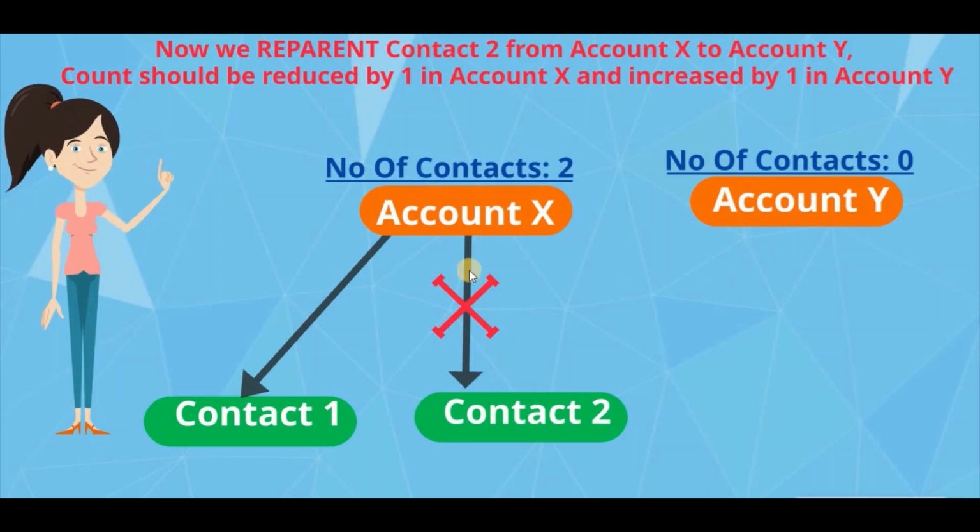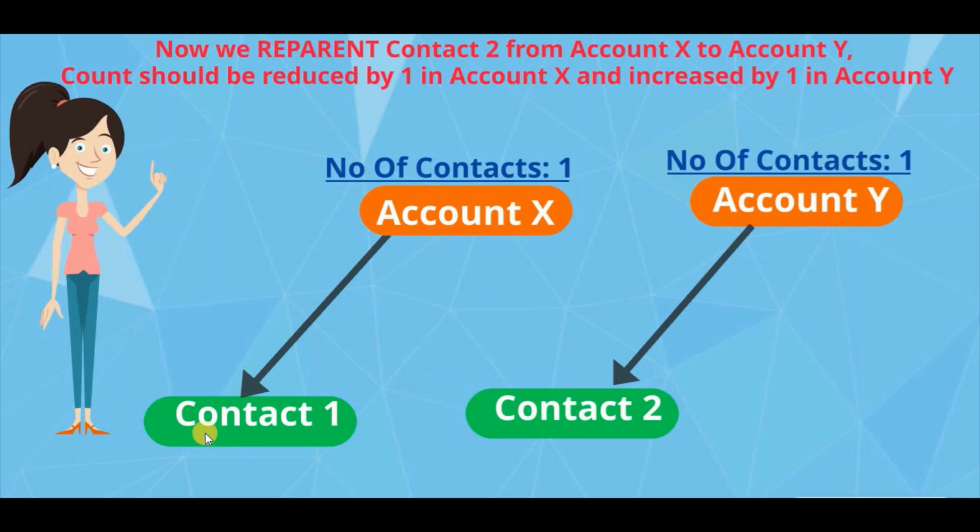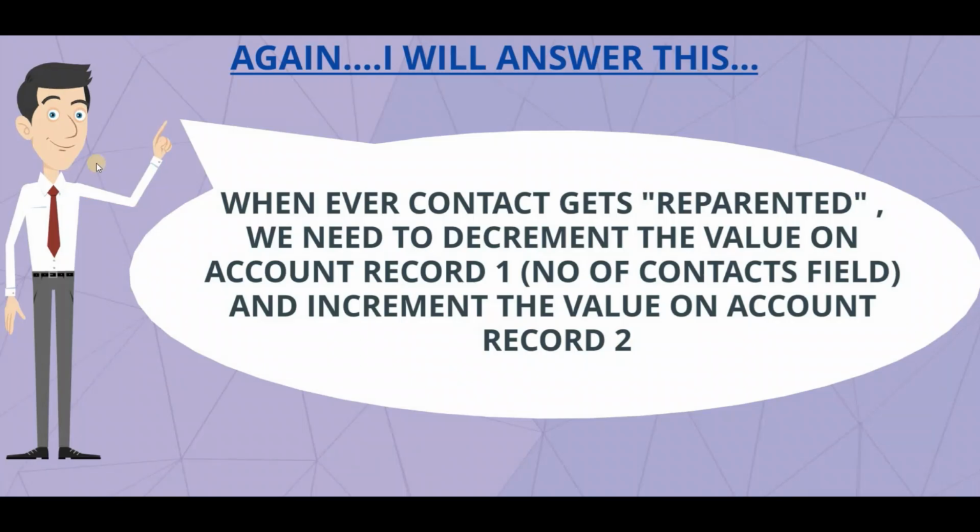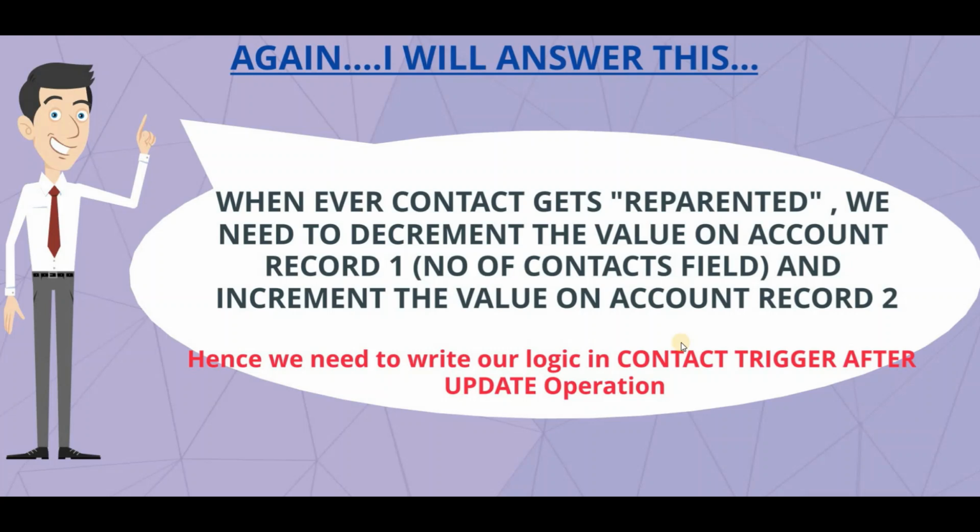However, after reparenting, the counts have to be updated accordingly, saying that account X is having only one contact, so the number of contacts is 1. And account Y is having one contact, so the number of contacts is 1. Whenever a contact gets reparented, we need to decrement the value on account record 1 and increment the value on account record 2 on the number of contacts field. Hence, we need to write our logic in the contact trigger after update operation.